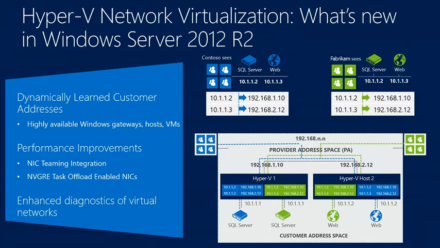What this really allows you to do is dynamically learn addresses. It means that as the customer brings up their network and starts to get either a DHCP or a static IP address, we can dynamically learn those addresses in the cloud.